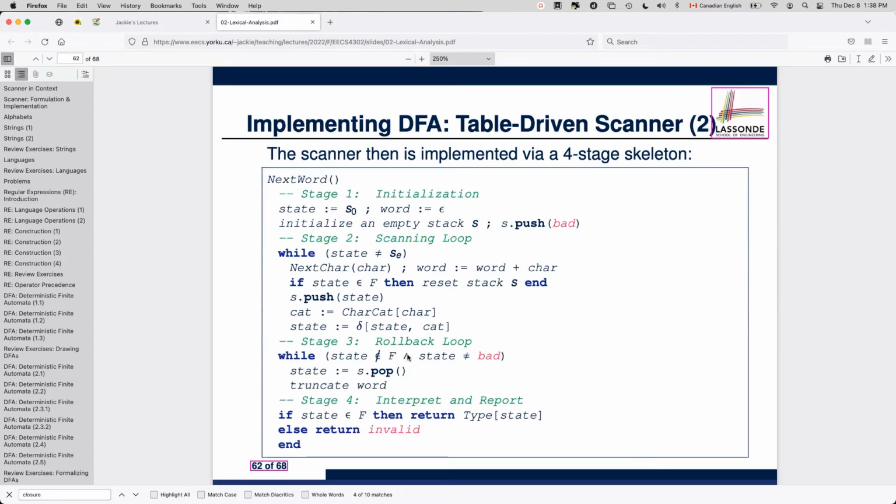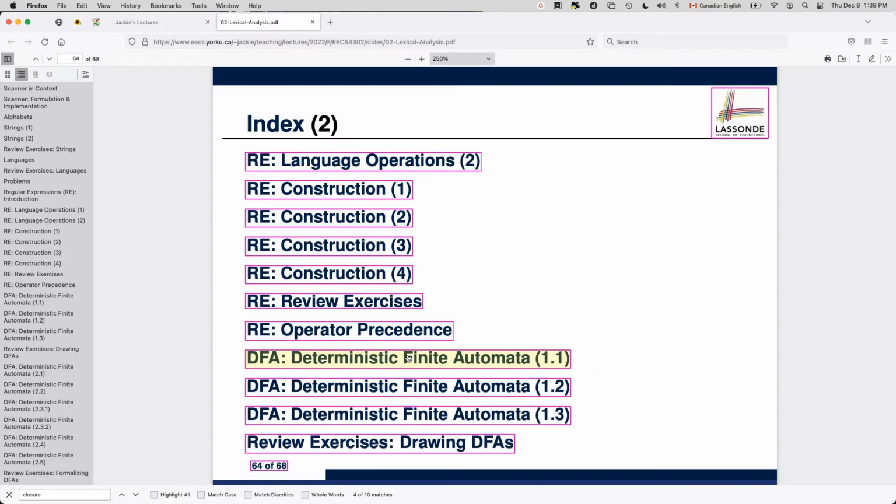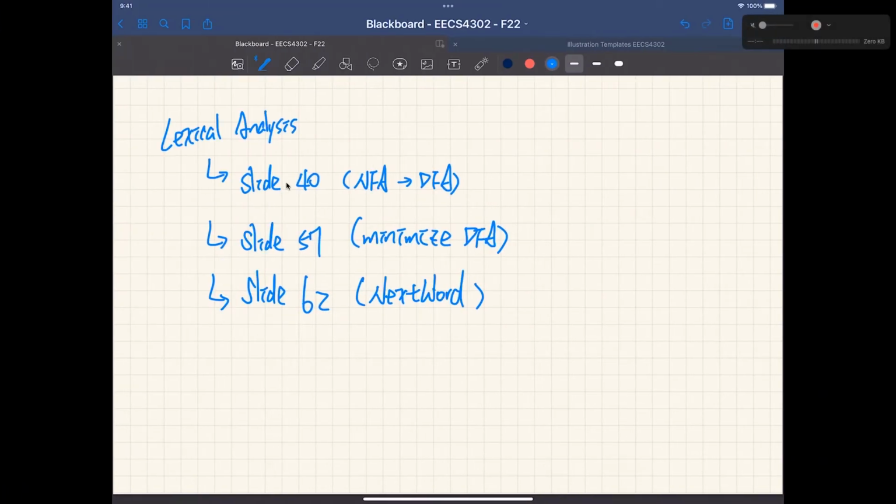And then this one here is next word, slide 62. That's the algorithm that you were given for quiz number 2. If you need it, I'll definitely give it to you. All right, that's about lexical analysis. So far, we talked about three algorithms: NFA to DFA, minimize DFA, and next word. Okay, and let's go on.